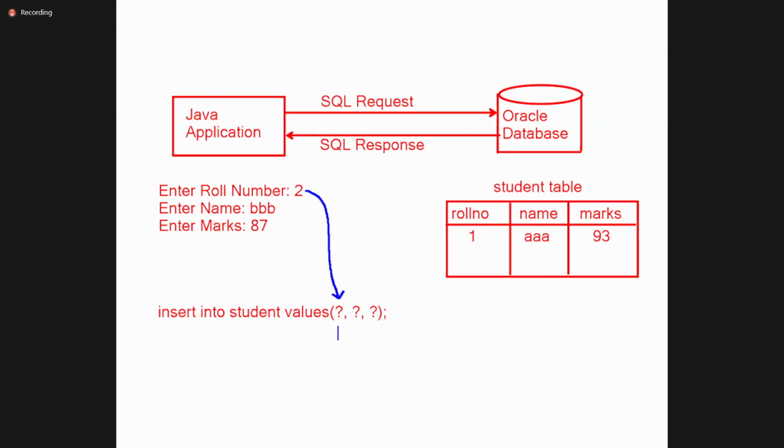This question mark number is 1. This name I'll insert here. This question mark number is 2. These marks I'll insert here. This question mark number is 3. This query I'll execute. Then the record is inserted here: roll number 2, BBB, 87 marks.